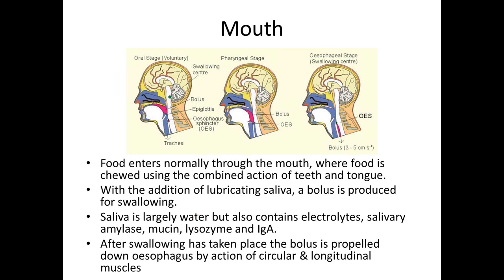The saliva we produce is largely water, but it also contains other things, such as some basic enzymes like salivary amylase, and some mucus, and also some parts of our defense system like lysozyme and immunoglobulin A, produced to try and neutralize any bacteria or any foreign bodies that might have come in with the food. So it's a protective component of saliva.